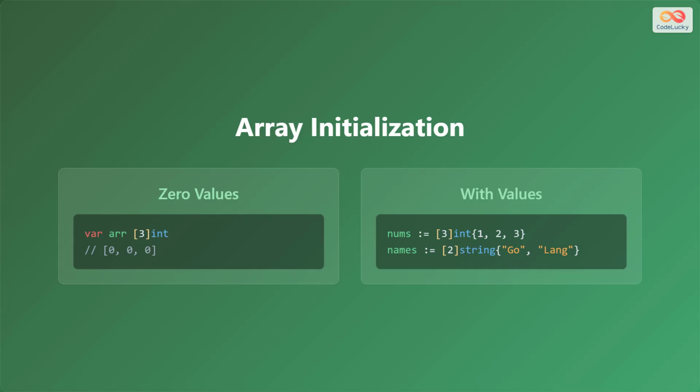Another way is to initialize with values. For example, nums := [3]int{1, 2, 3}. This will create an array named nums of size 3 and initialize the elements with the values 1, 2, and 3. Similarly, names := [2]string{"go", "lang"}. This will create an array named names of size 2 and initialize the elements with the strings go and lang.